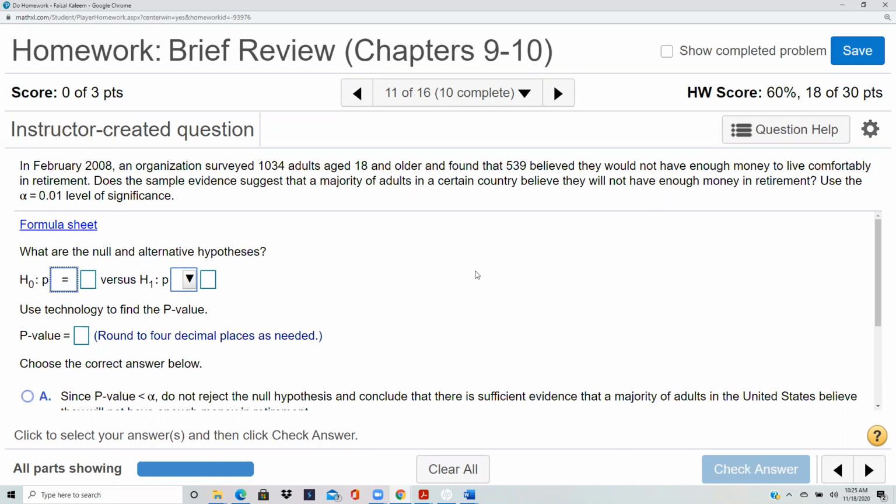So no, still didn't figure it out? I have no idea. What about this word, majority? So mathematically, what does majority mean? What percentage are we talking about when we talk of majority? Not everybody, but a good bit of people. I don't know. Would it be the people that believe they would not have enough money?